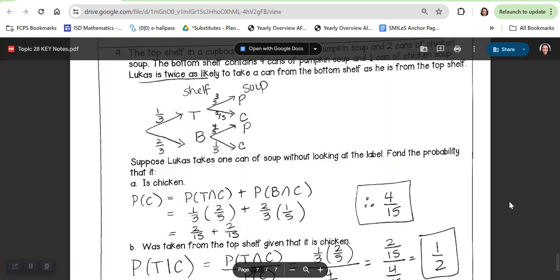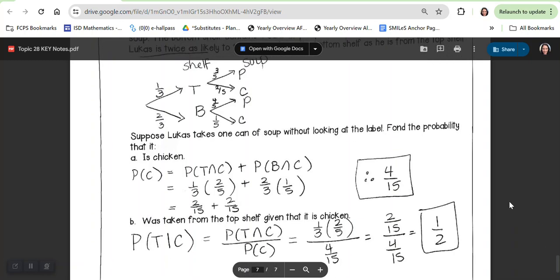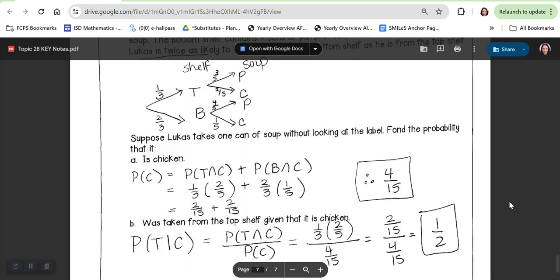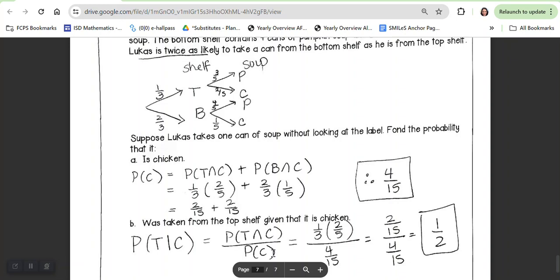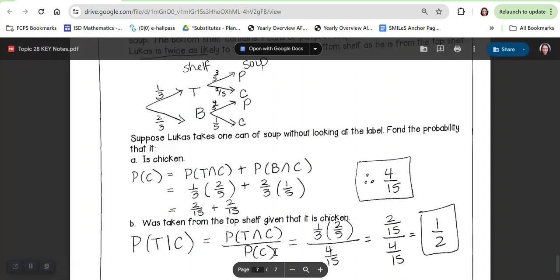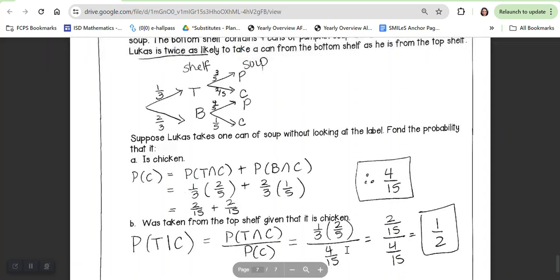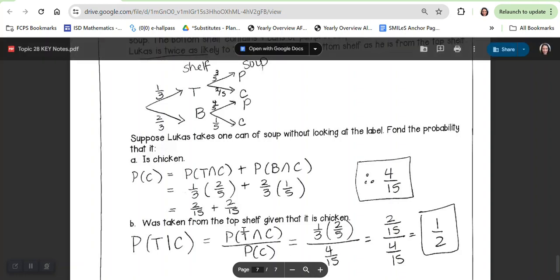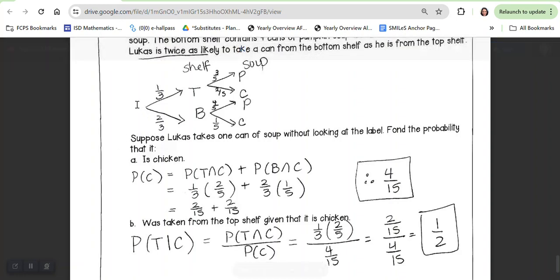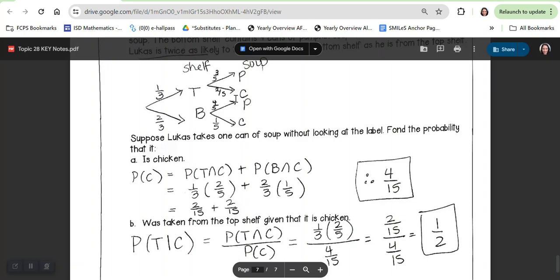The next one says, was taken from the top shelf given that it's chicken. So we have top and chicken over the probability of chicken. We already know the probability of chicken is 4/15, we got that right here. So to find the probability of top and chicken, it's going to be 1/3 times 2/5. And then simplifying our answer, we get a 1/2 chance. Probability that it's from the top shelf given that it's chicken, 1/2.